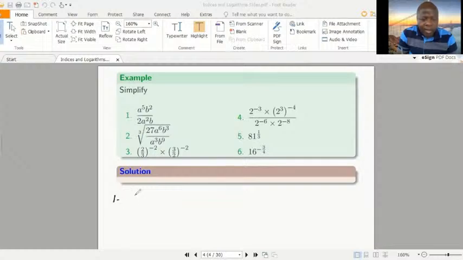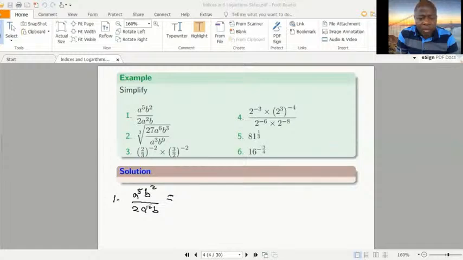I have a raised to 5, b raised to 2, divided by 2, a raised to 2, and b, which is b raised to 1. Now, what is the answer to this? Just simplifying. I can see an a in the numerator and another a in the denominator. So when they are brought together, that means you have to subtract the powers.